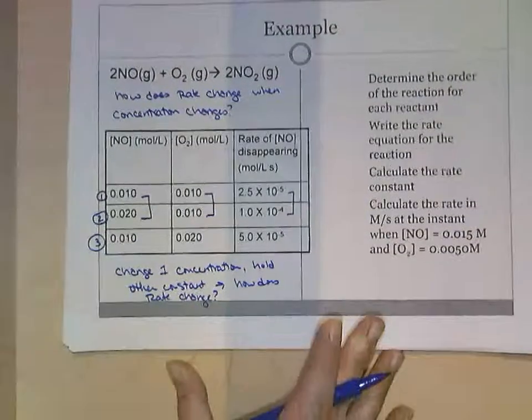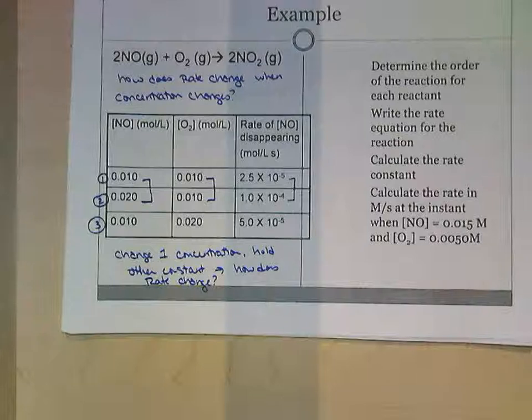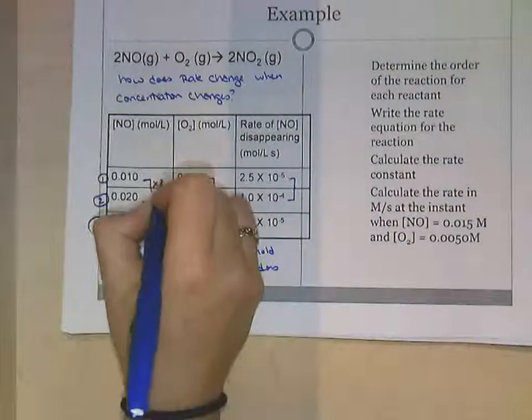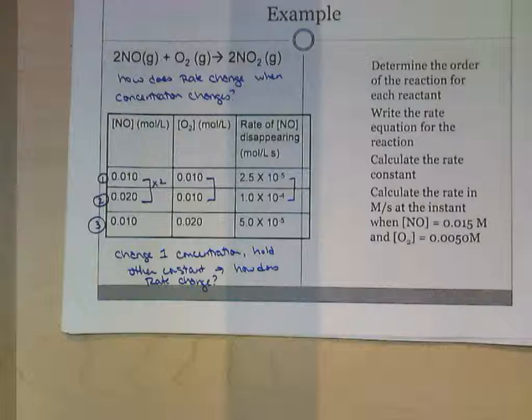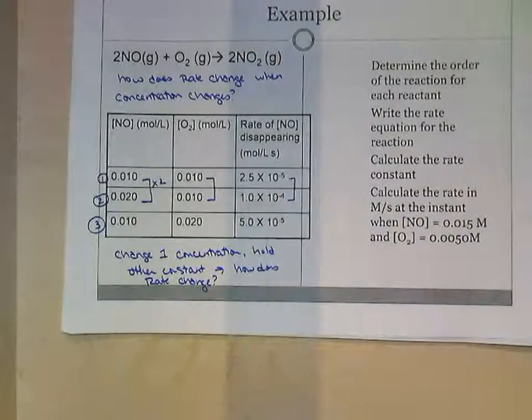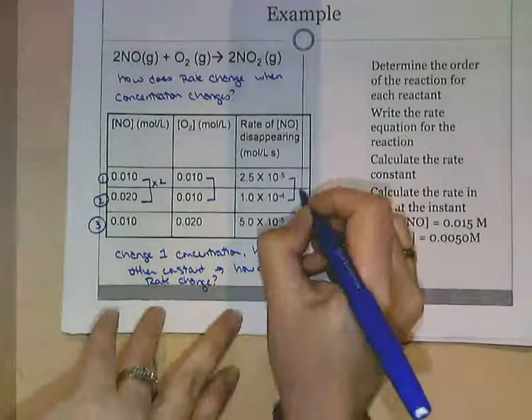All right, so change one concentration, hold the other one constant, and look to see how the rate changes. In my experiment 1 versus experiment 2, we just said that this doubled. What is the relationship between this rate and that rate? Is it the same rate? No. It quadruples, right? It goes up by a factor of 4.